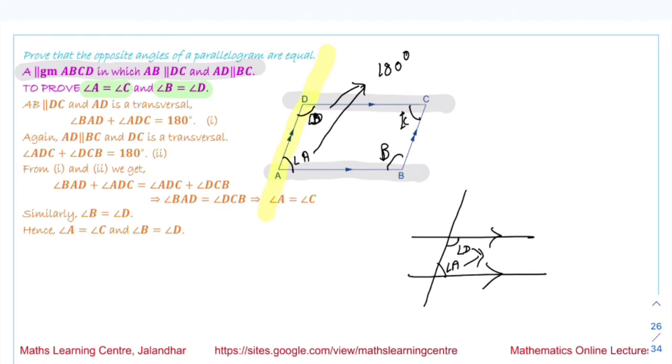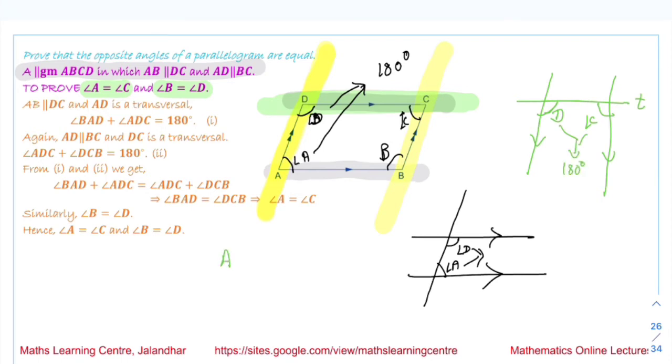Now again, if we consider that this is the line AD, and there is a parallel line BC, this is parallel to BC, and now the transversal we are considering is DC. So we have two parallel lines and a transversal. These two lines are parallel and a transversal line is there. We are saying this angle is angle D and this angle is angle C. So again we have D plus C equal to 180 degrees.